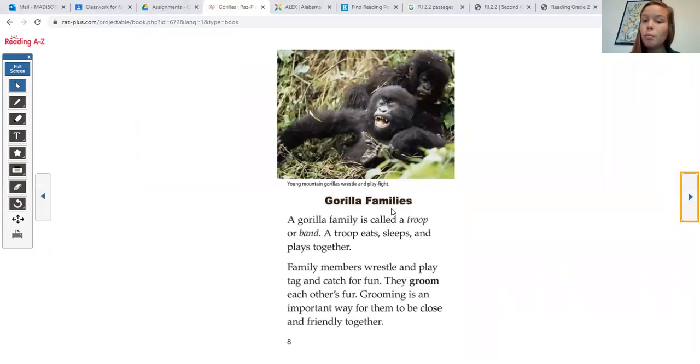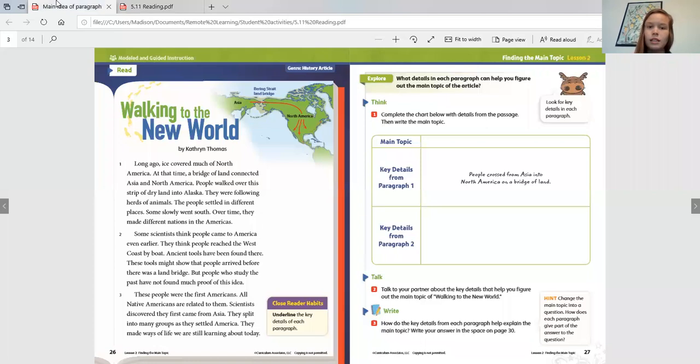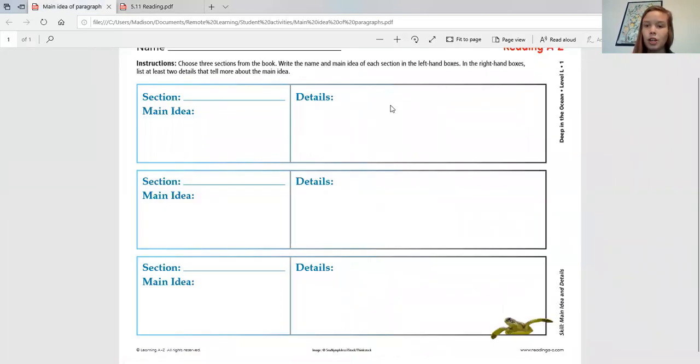All right, so now we have another bolded heading up here. So this is another heading, right here, called Gorilla Families. So that means that this whole section after this is going to be all about gorilla families. And we're going to use a chart graphic organizer to help us that looks like this. And so we're going to do the different sections and write some details, so the main idea and details. So we're going to work on the gorilla families section, come up with the main idea and details about it. So let's go back to our story and now read that section.